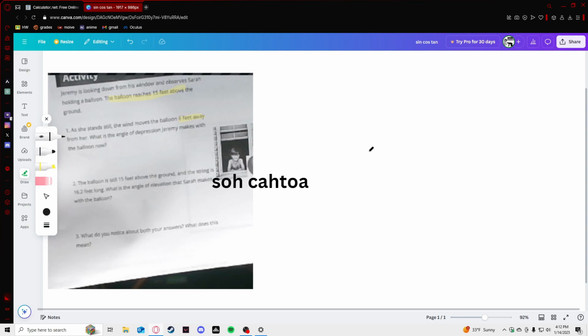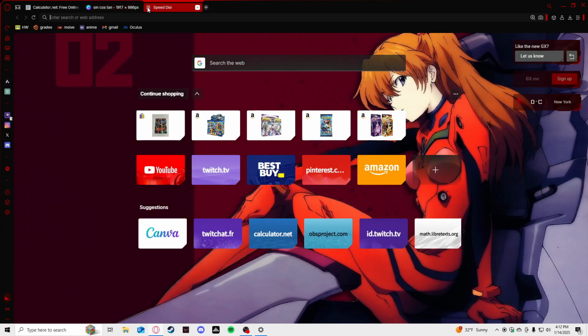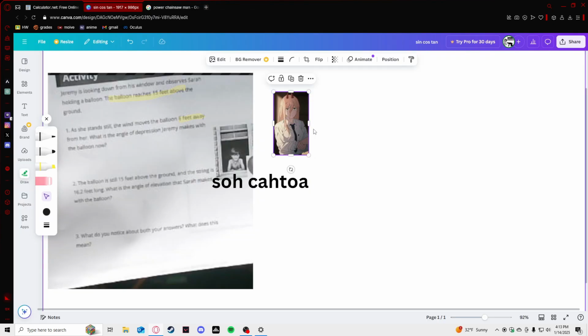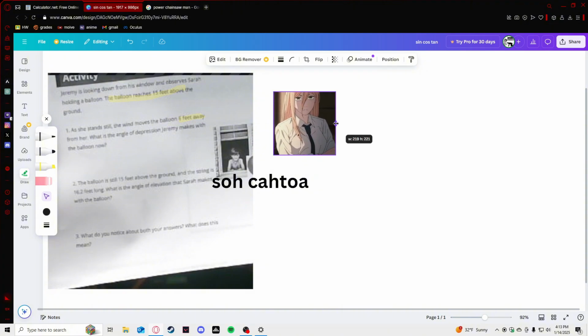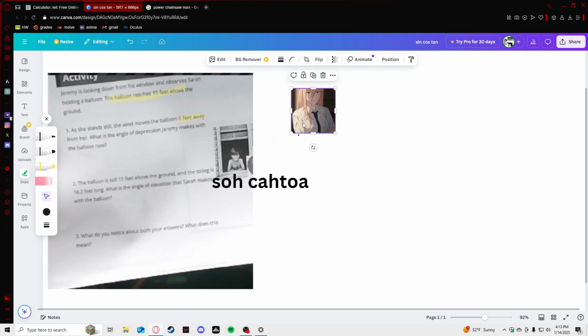Okay, so we have little Jeremy here, and the balloon. Forget it, we're not using a balloon. Say there's 2 powers. That's how you do it. Okay, so there's 2 powers. There's one over here, copy, and there's one over here.